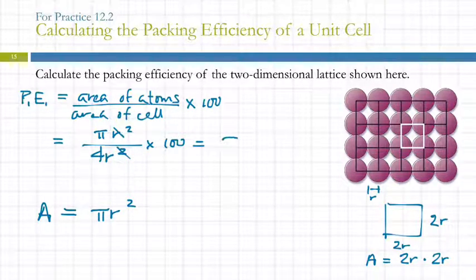So it's pi over 4 times 100. But we like actual numbers. Do not use 3.14 for pi. Your calculator has a pi button. Use it. So pi divided by 4 times 100.